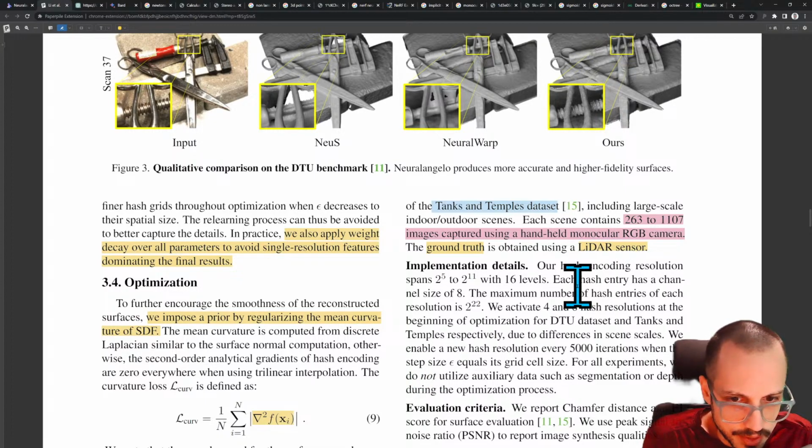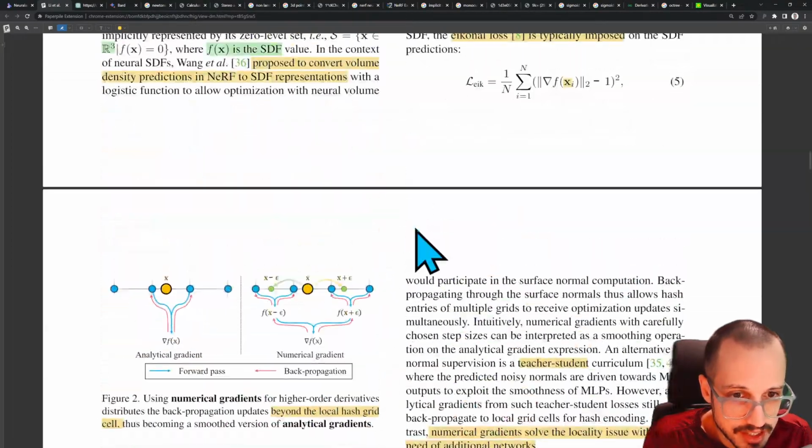Our hash encoding resolution is 2 to the 5 to 2 to the 16 with 16 levels. Okay, so we finally get the resolution of the number of grids. So there's 16 total grids, which is kind of intense. Each hash entry has a channel size of 8. Okay, so 8 is the dimensionality of the vector.